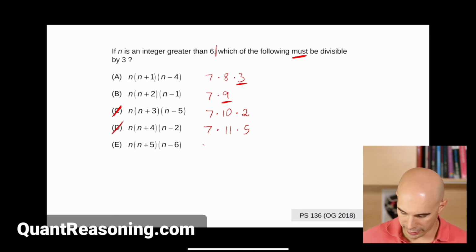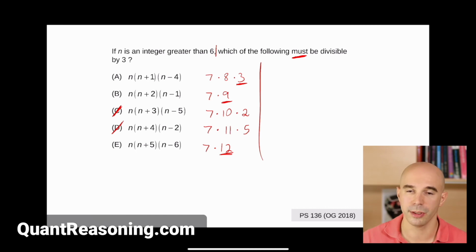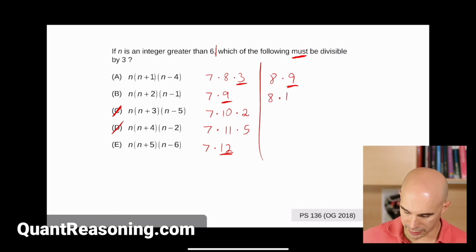And finally we have 7 times 12. Oh, 12 is a multiple of 3. I cannot eliminate E. So using n equals 7, we eliminated 2 answer choices, and now we'll try n equals 8. So if n is 8, we have 8 times 9. Oh, 9 is a multiple of 3. Can't eliminate A. Next, we have 8 times 10 times 7.